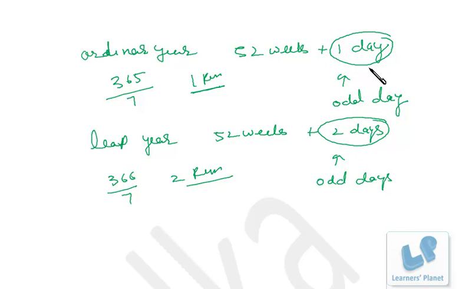I am telling the same thing in some other way, right? We have already discussed 52 weeks plus 1 day, 52 weeks plus 2 days, but this 1 day I'm calling an odd day, and these 2 days I'm calling 2 odd days.